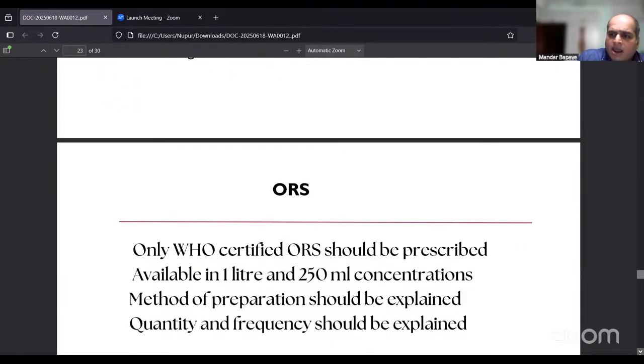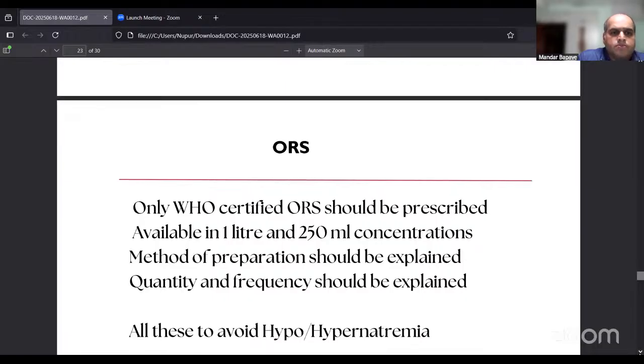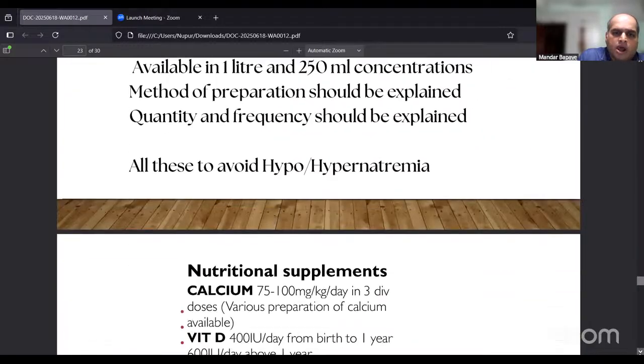ORS, why did I include ORS? Because most of the patients don't know how to prepare ORS. So only WHO certified ORS should be prescribed. There are n number of fancy preparations which have irrational concentrations which can lead to hypernatremia. We should avoid that. ORS is available in 1 liter and 250 ml concentrations. The method of preparation should be explained, and quantity and frequency should be explained to the parents. And all this is to avoid hypo- or hypernatremia.